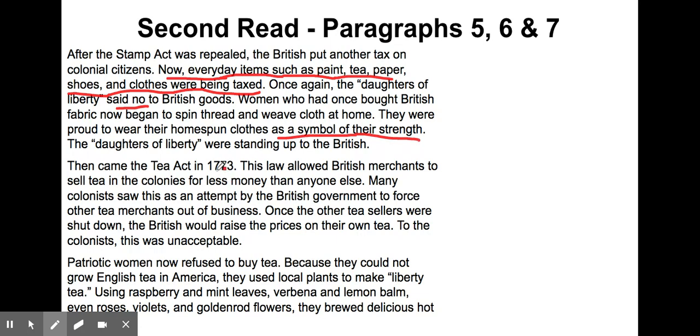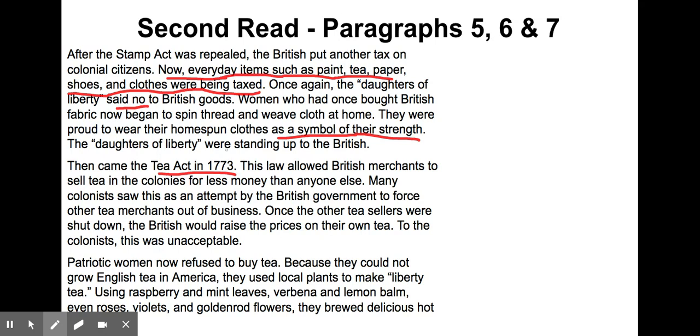Then came the Tea Act of 1773. I always underline the dates, because they let us know what's happening in time. This law allowed British merchants to sell tea in the colonies for less money than anyone else. Many colonists saw it as an attempt by the British government to force other tea merchants out of business. Once the other tea sellers were shut down, the British would raise the prices on their own tea. To the colonists, this was unacceptable.